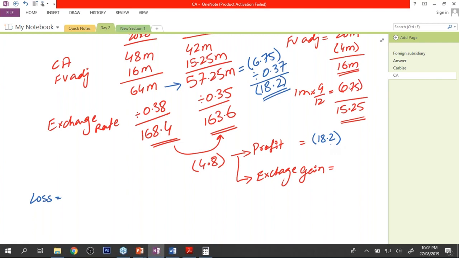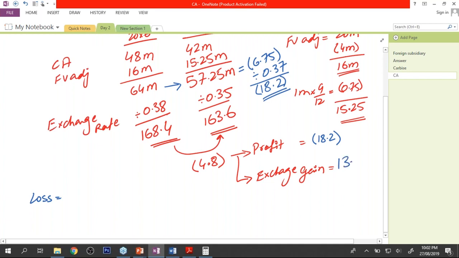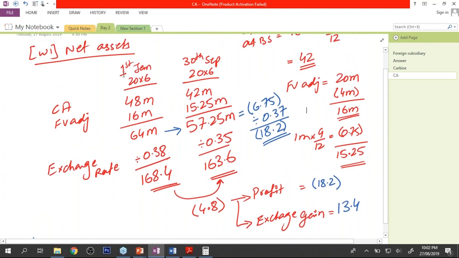Any confusion still here? And now we need to check the exchange gain. So 18.2 minus 4.8 is going to be a value of 13.4 as the exchange gain. Nabia is asking how do we know if we need to take 0.37 exchange rate and not 0.35? Basically, Nabia, anything which is for the year will be translated at the average rate. So this 6.75 was a loss for the year, so we have used the average rate. And because the loss was in 20x6, that is why we have used the average rate of 20x6.